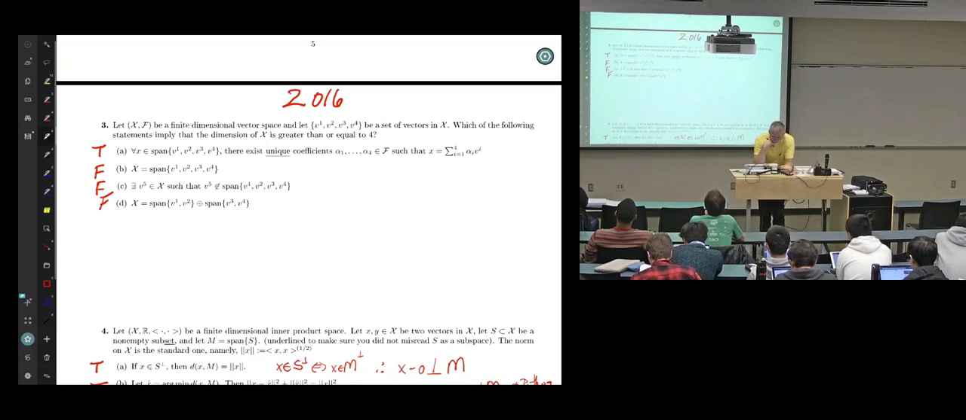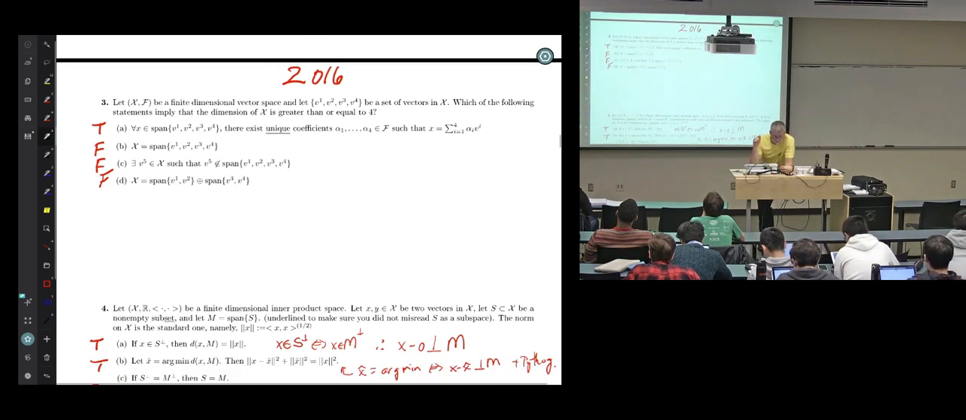Okay, I have to remember what the data is. Let X, F be finite dimensional, and V1 through V4 is just some set of vectors. We don't know anything about their independence or span or anything. Which of the following statements imply that the dimension of X is greater than or equal to 4? Okay, so C: there exists something in X that's not in the span of the first ones.